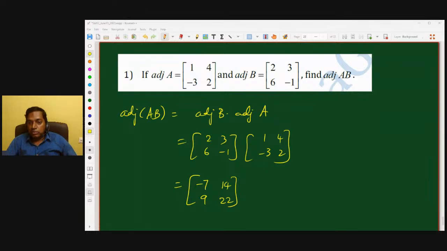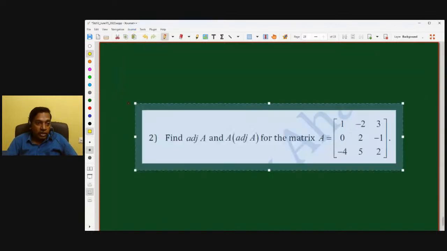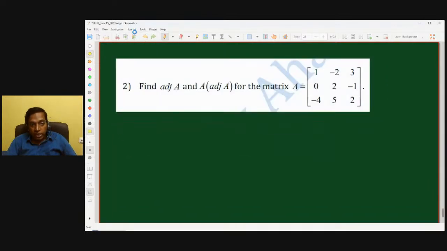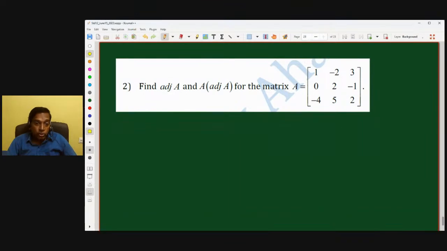Don't put your answers in the comments because it will spoil it for other people. Quite a few have submitted. Now, question 2 is where you have to seriously look at cofactor and all that. Go ahead and do question 2, where you have to find adjoint A and then do A times adjoint A. Please do question 2.